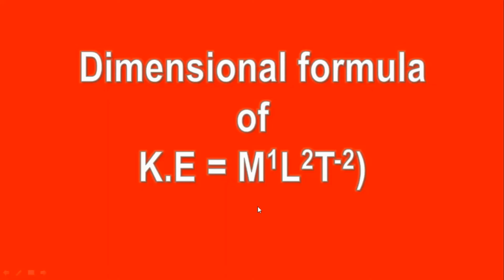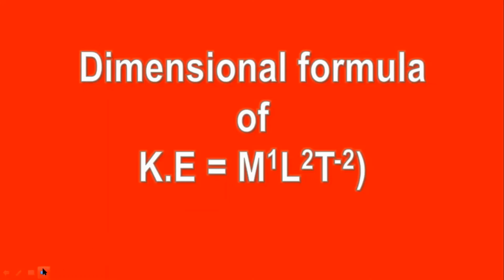I'm sure that you got that there is no 1 by 2 in the dimensional formula, because 1 by 2 is a constant, and in the dimension of anything, a constant is not affecting anything. So we are just considering the variable. So this was the right hand side.